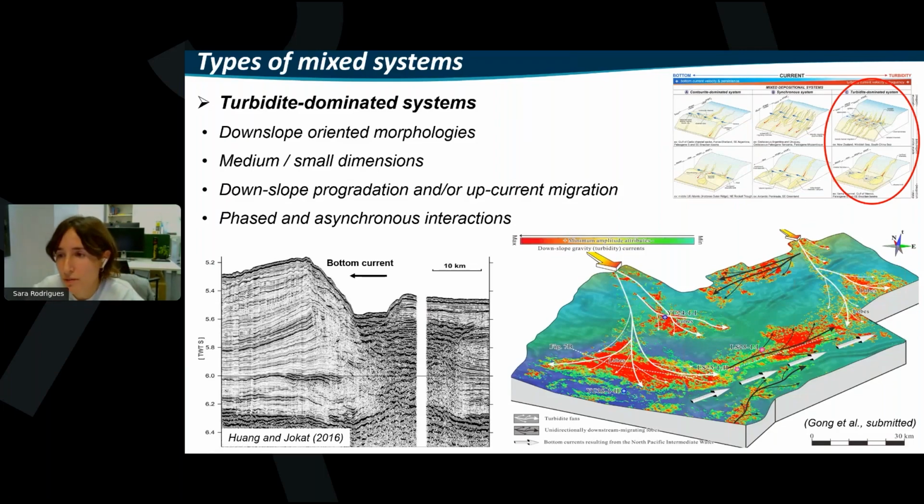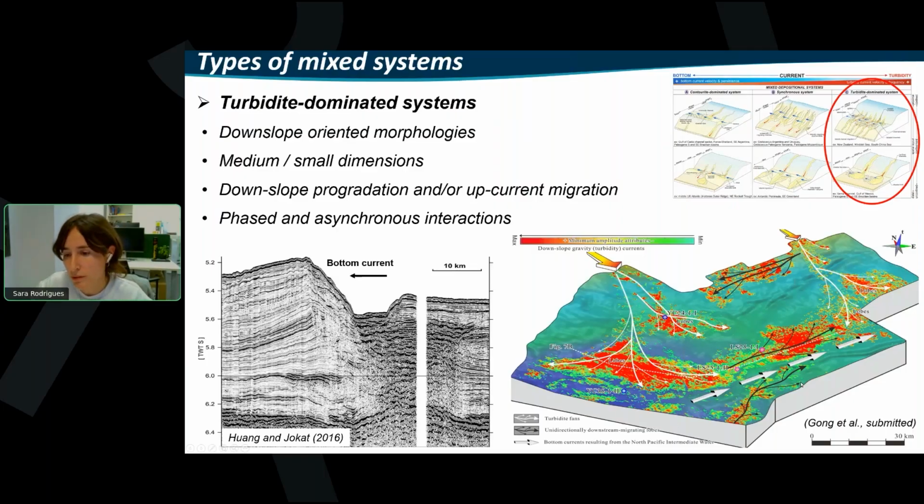If we go towards the end of such a system, so we are still in a turbidite-dominated system, but now we are going towards the deeper part, towards the submarine sand, we can also see different types of features being formed and being affected by bottom currents, but by much weaker currents. So the currents will not affect their shape as much, but maybe they will deviate it.